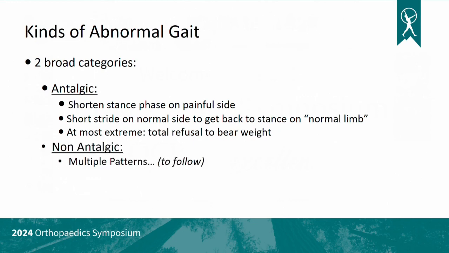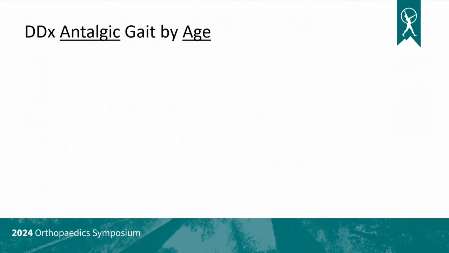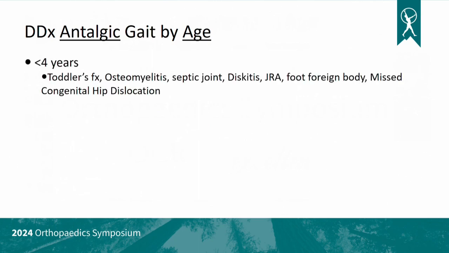And then there are multiple types of non-antalgic gaits, types of limps that aren't due to pain, they're just due to other things. And so if we think about what would cause a child to limp by age, in the children that are under 4, we see things like toddler's fractures, bone infections, foreign bodies. Sometimes those are missed, and somebody comes in with a limp and you start looking and they have something in their foot that actually was what was causing it. It wasn't something worse. And congenital hip dislocation is a very sad one, but I see probably 1 or 2 of those every year where a 12, 18, 20-month-old kid comes in with a limp and we find out that their hip has been dislocated since birth.